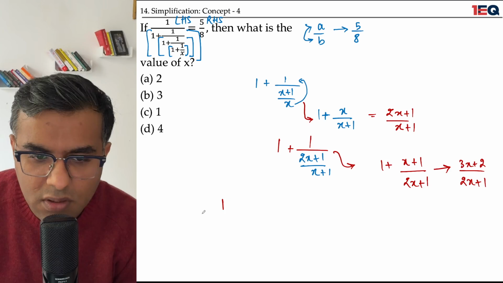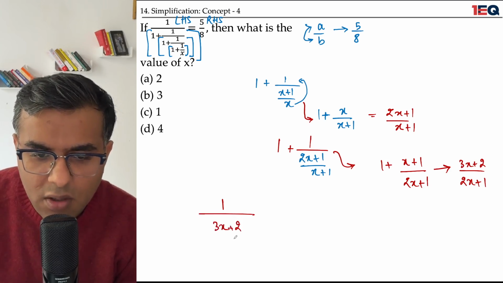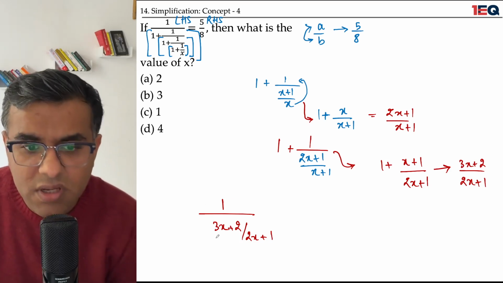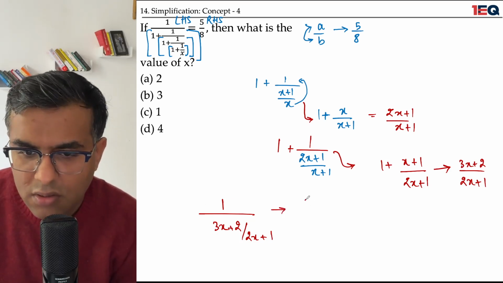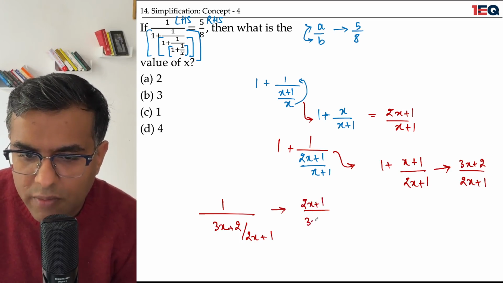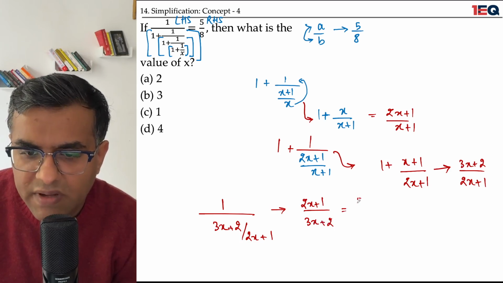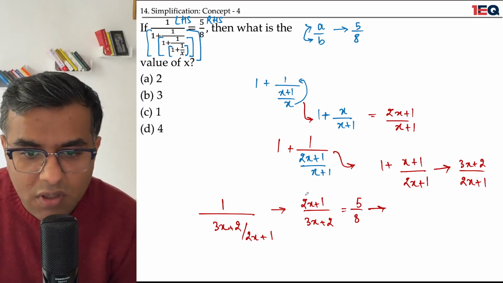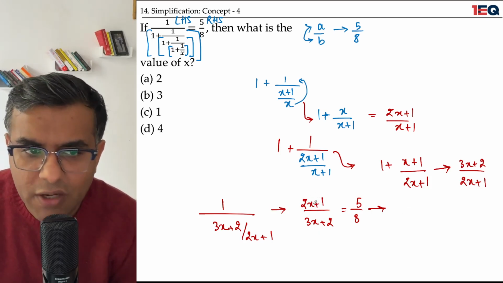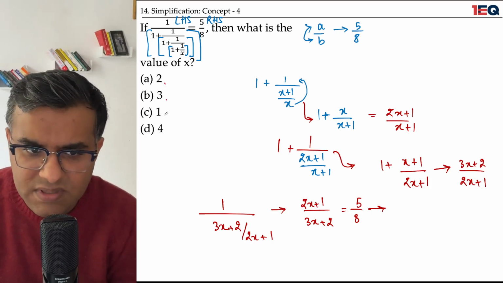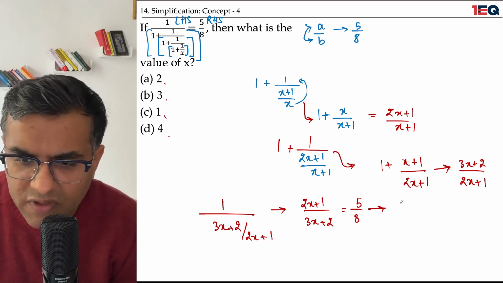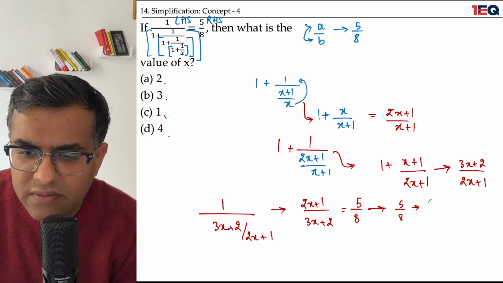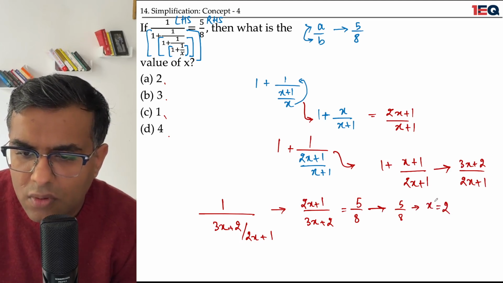This entire story is now in this manner: 1 upon 3x plus 2 divided by 2x plus 1. This entire story, being in the denominator, has to be brought to the numerator. So 2x plus 1 whole upon 3x plus 2 would give me the value of 5 upon 8. And further, if now you try to put in a value of x, you can use the options directly. If you put the value of x as 2, we'll find that 2 2s are 4, 4 plus 1 is 5, and 2 3s are 6, 6 plus 2 is 8. So this gives you that the value of x is equal to 2.